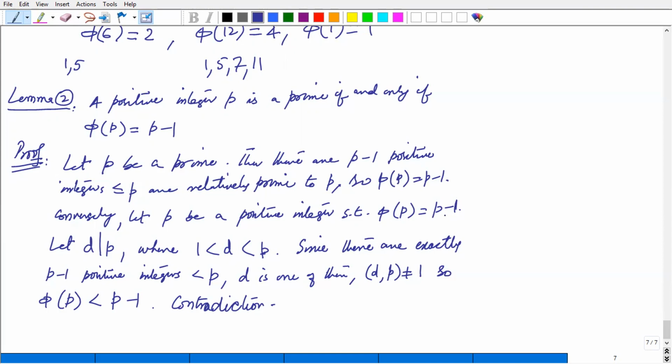If any number is removed from here, the Euler phi function should be less than P minus 1, but it is given here as P minus 1. So this is a contradiction. Thus P is not composite, which means P must be a prime.